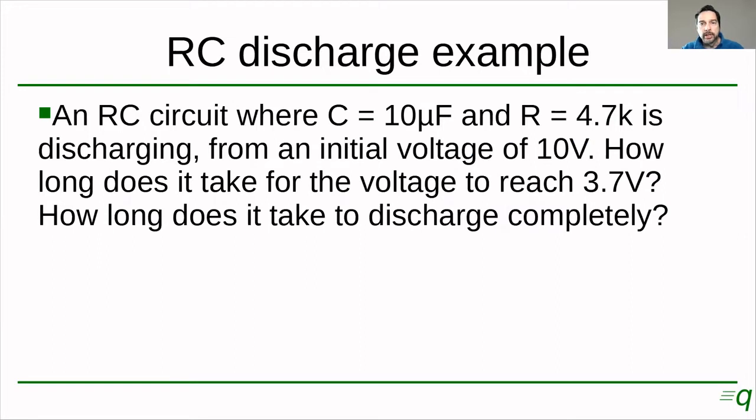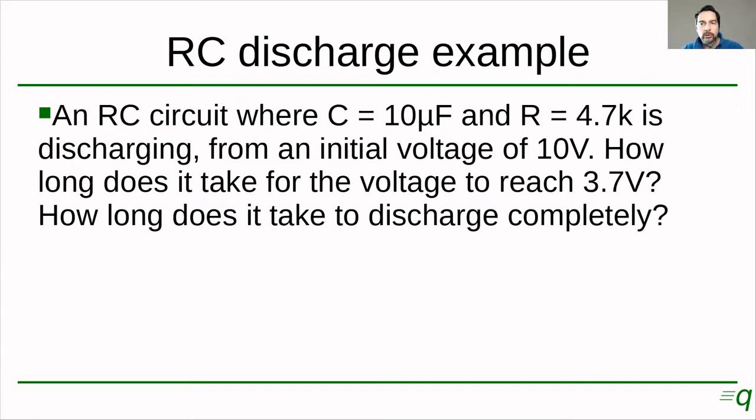Okay, let's see an example of how we can use all this information to do some calculations. An RC, or resistor capacitor, circuit where C, or the capacitance, equals 10 microfarads and the resistor equals 4.7 kilo ohms is discharging from an initial voltage of 10 volts. How long does it take for the voltage to reach 3.7 volts?